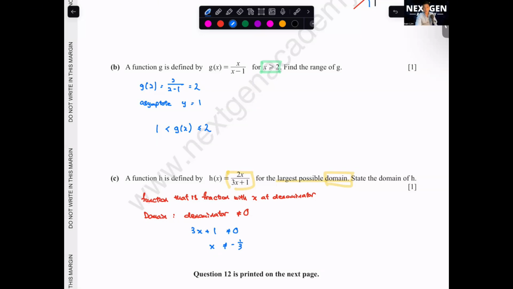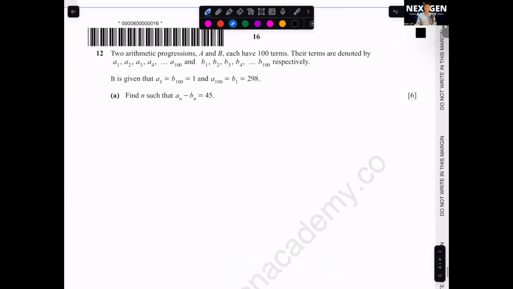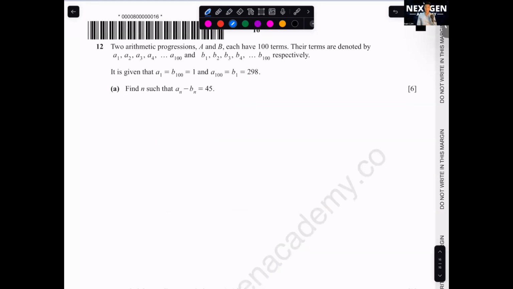Managed to do okay, very good. All right, let's do one last question. Question number 12. Just now I see a few of you also not sure how to do this.